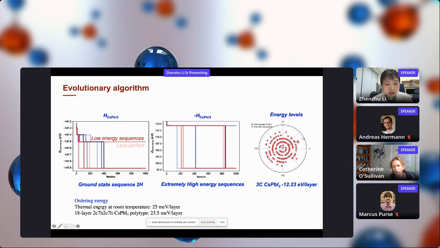Considering the thermal energy at Zhenzhu, you need to wrap up to stick to time, if you don't mind.